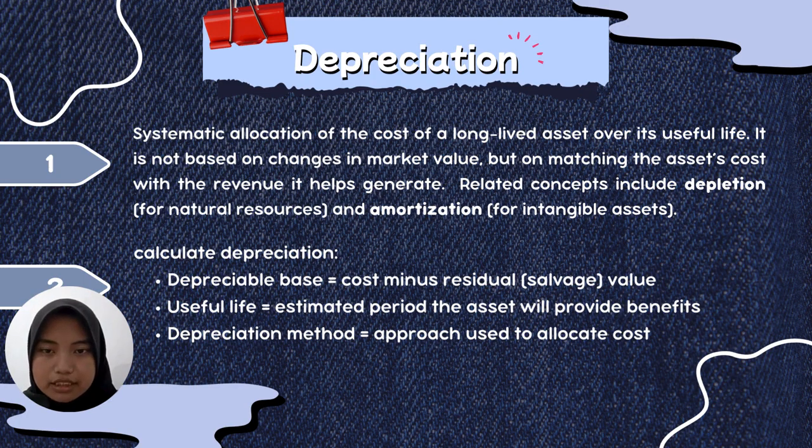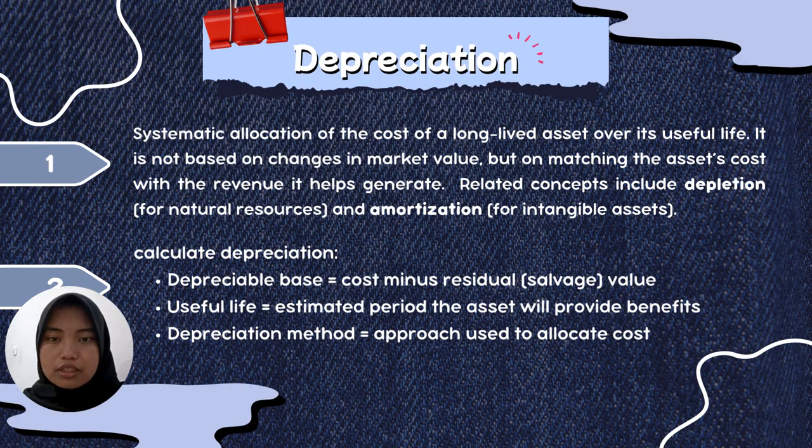At first, I will explain about depreciation. So, what is depreciation? Depreciation is a systematic allocation of the cost of a long-lived asset over its useful life. It is not based on change in market value, but on matching an asset's cost with the revenue that it helps generate. So depreciation has two concepts: depletion, which is depreciation related to natural resources, and amortization, which relates to intangible assets.